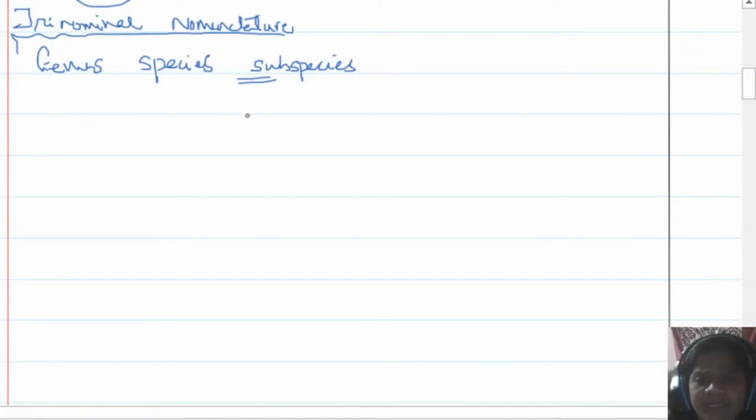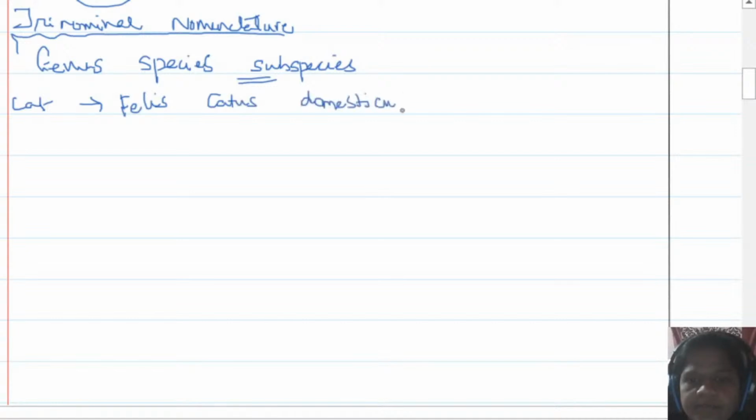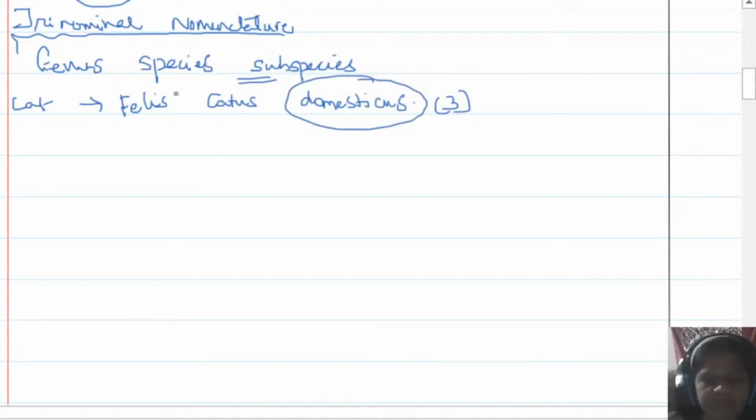For example, if we take the cat, we have Felis catus domesticus. That means it has three words. Why do we have the third one? We've already learned that there are only 7 obligate categories, right? We end with the species.